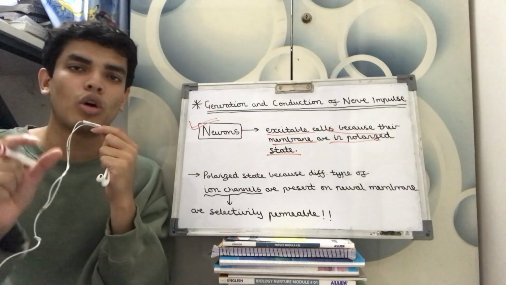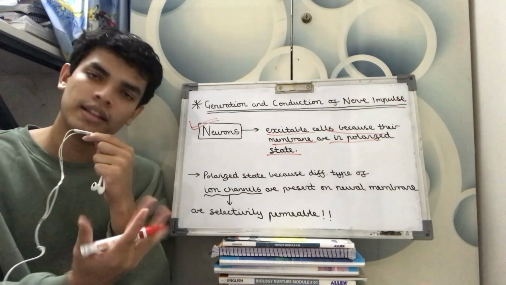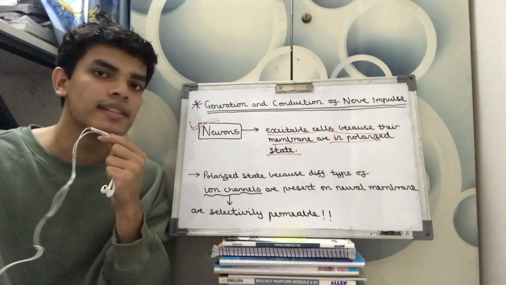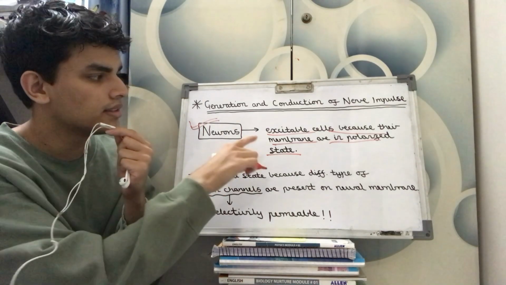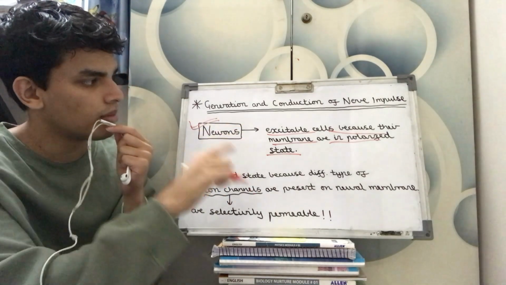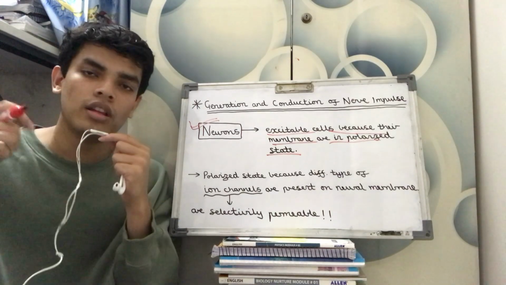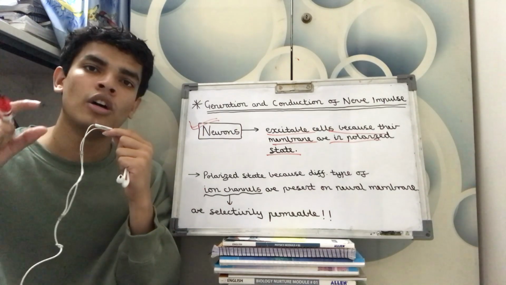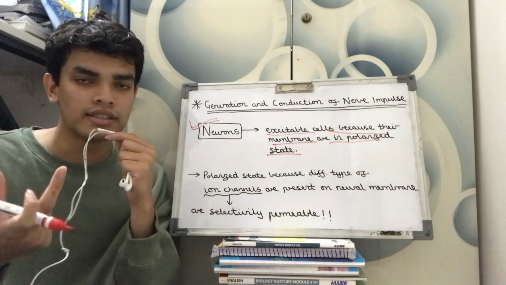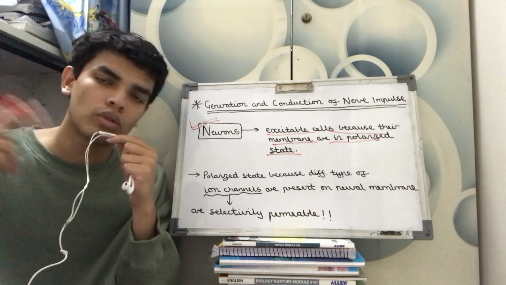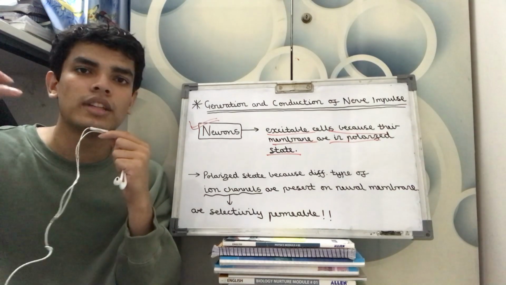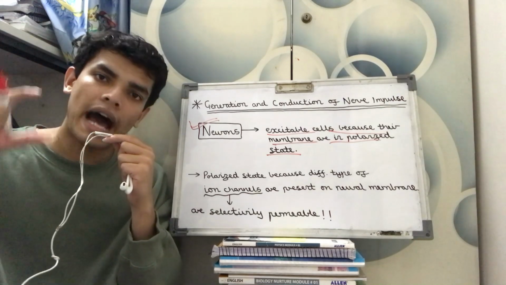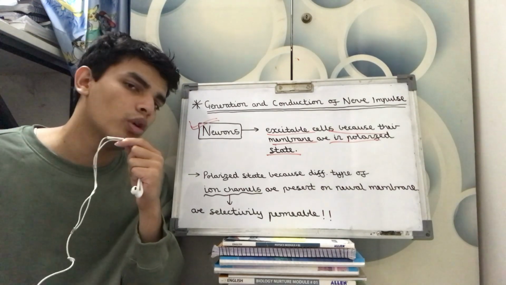They are not constant cells that just sit there; they conduct impulses, right? We know that. They can also be called excitable cells. And why are they excitable? Because their membranes are in a polarized state. What exactly does the polarized state mean? It means that they do conduction. There is a constant ongoing influx or efflux of ions, and because of that they remain in a polarized state.